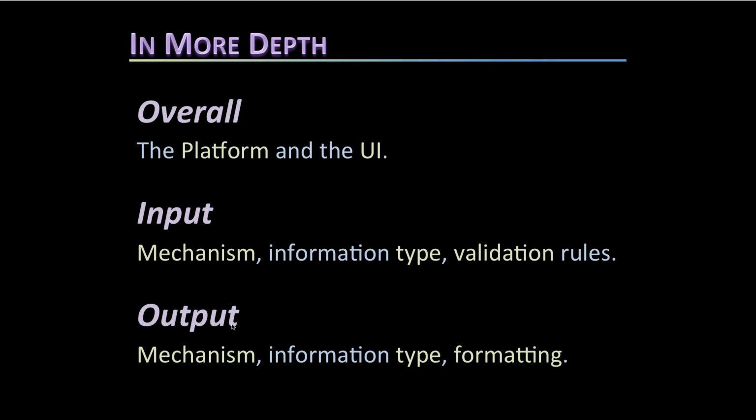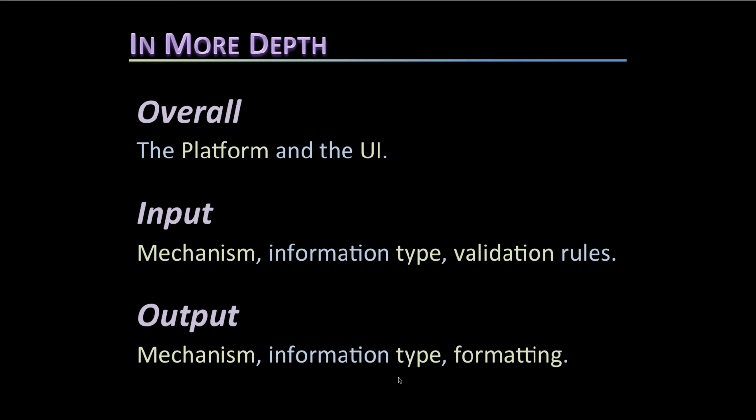Now, moving to output, three things are involved as well. There is the mechanism by which the output is produced. How will the system render the results? Perhaps display it as an answer, display it as a map with a certain location highlighted, perhaps change the color of a UI widget, and so on.